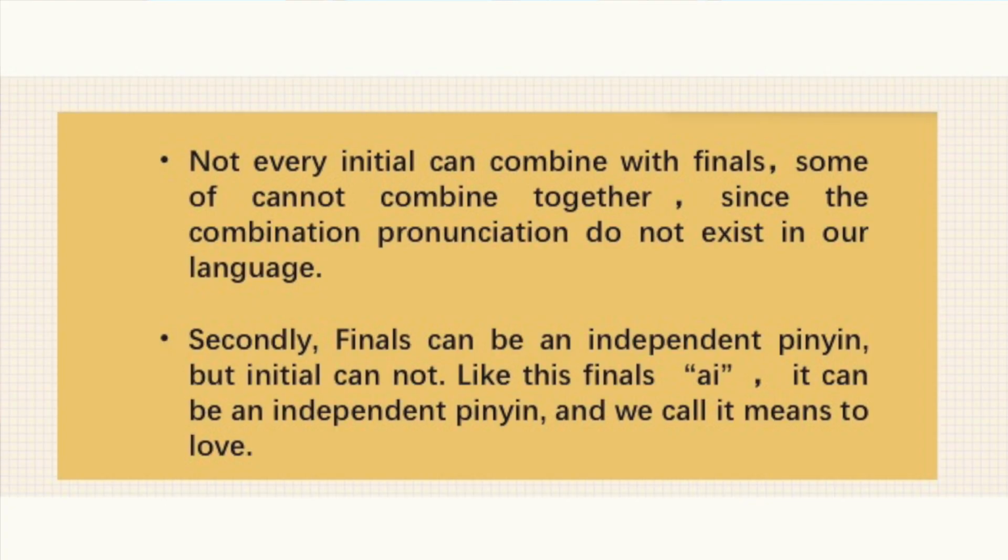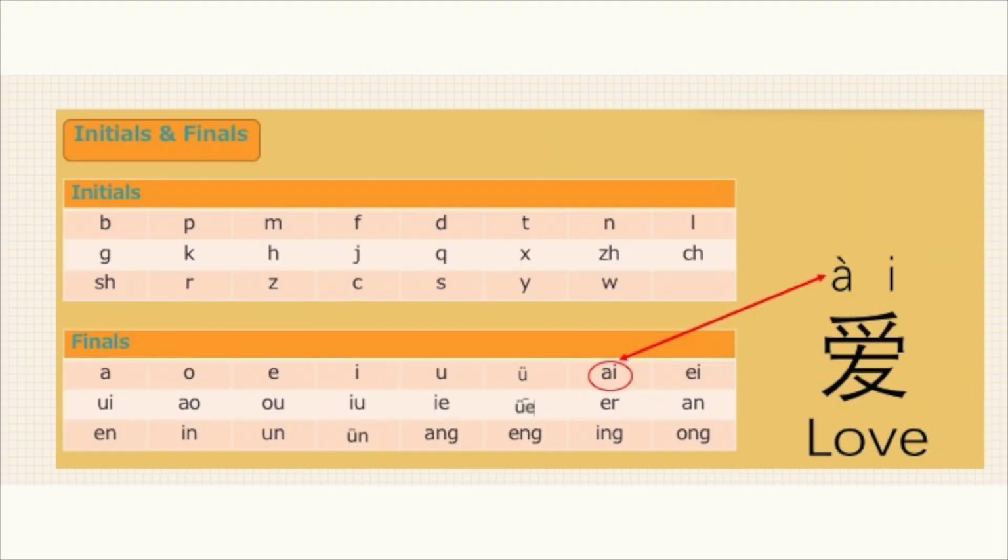After we know what Pinyin is, now I have 2 tips for you guys. First, not every initial can combine with every final. Some of them cannot combine together since the combination pronunciation does not exist in our language. Secondly, finals can be an independent pinyin, but initials cannot. Like this one, this final we call it ai. It can be an independent pinyin, and the meaning is to love.